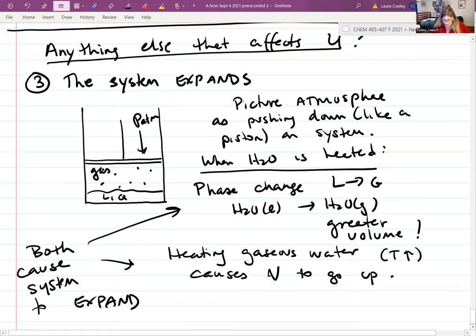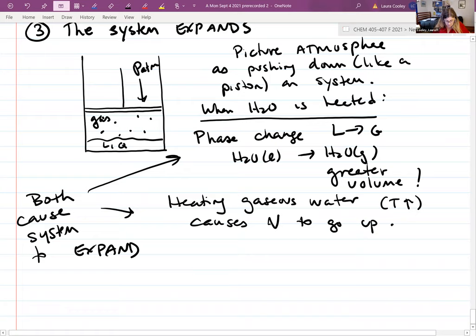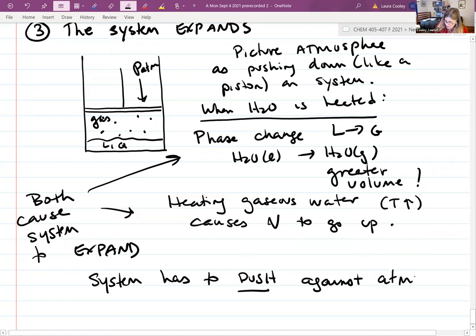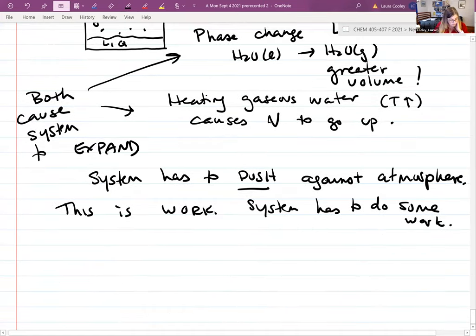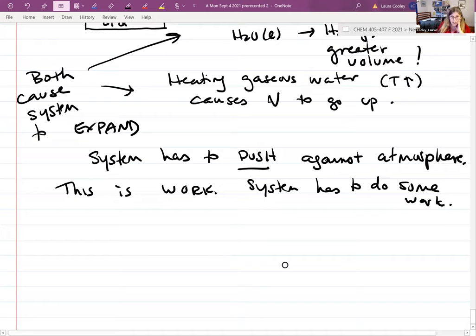And as the system expands, it pushes against the atmosphere. So the system has to push against the atmosphere. And guess what? That is work. It's as if it's pushing that piston up when it expands. This is work. The system has to do some work. All right. And the energy to do that work has to come from somewhere. It has to be included in the accounting.